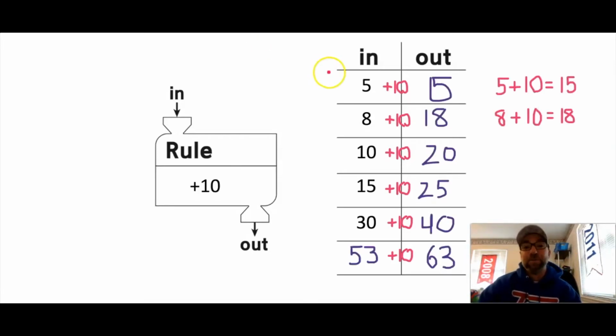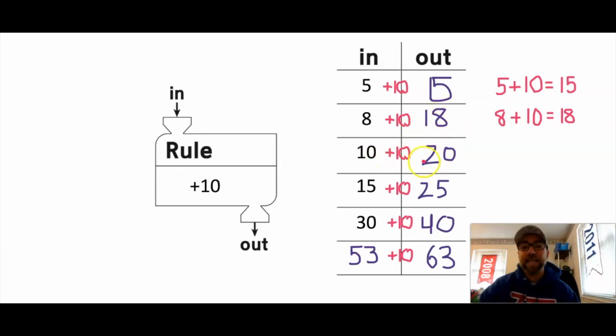Let's see how you did. 5 goes in, plus 10, and out comes 15. Notice there's our number model. 5 plus 10 equals 15. And if you write the rule on the line, you can even see the number model. 5 plus 10 equals 15. 8 plus 10 equals 18.